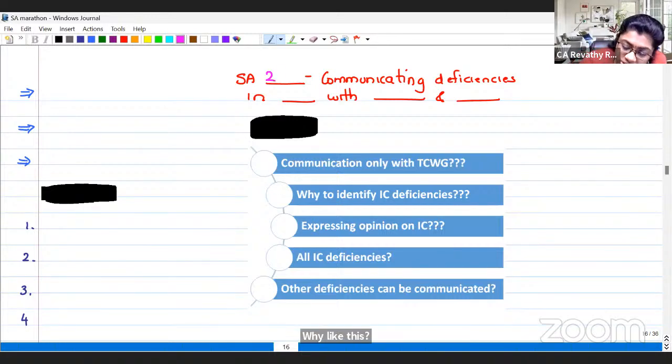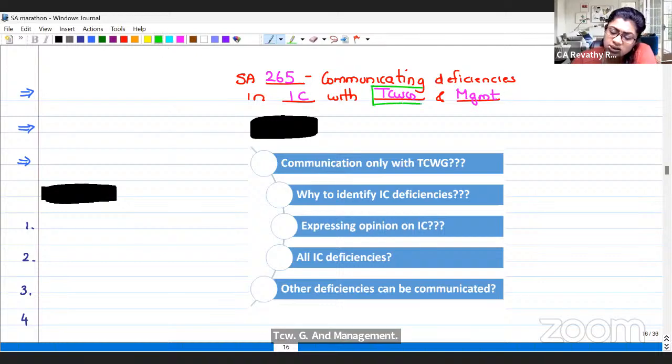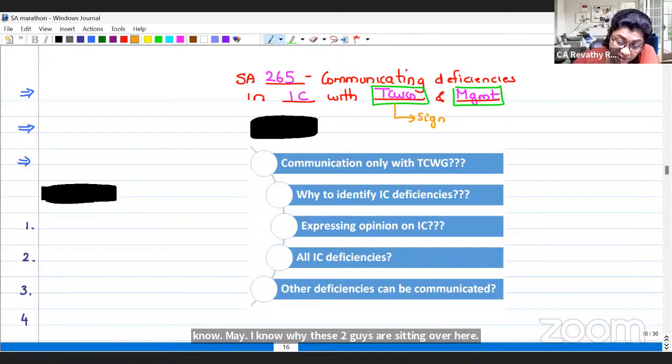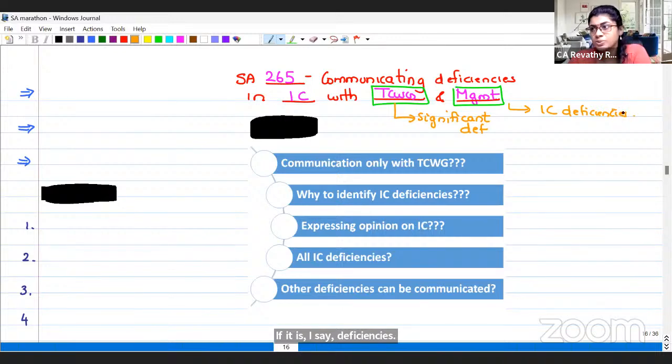Okay. Essay 265. Communicating deficiencies in internal control with TCWG and management. And may I know why these two guys are sitting over here? See, if it is a significant deficiency, you will communicate with TCWG. If it is IC deficiencies other than significant, you will communicate with management. In fact, here we are talking about 3 types of deficiencies.